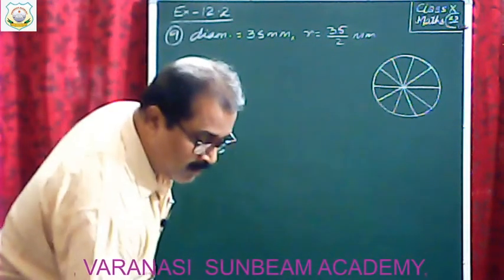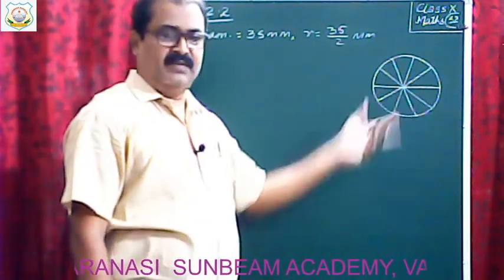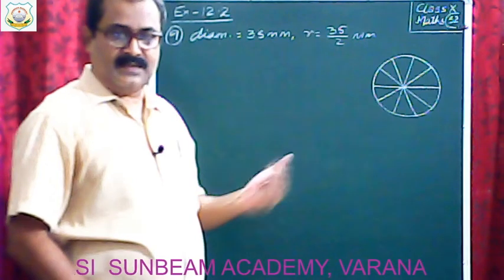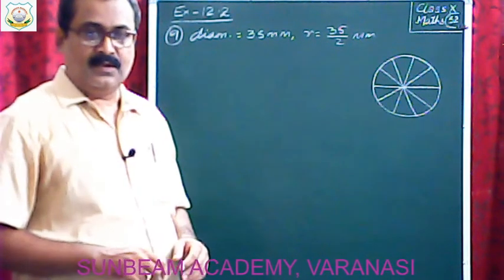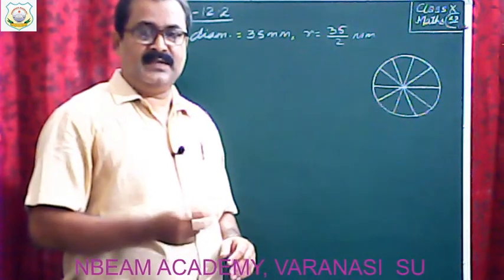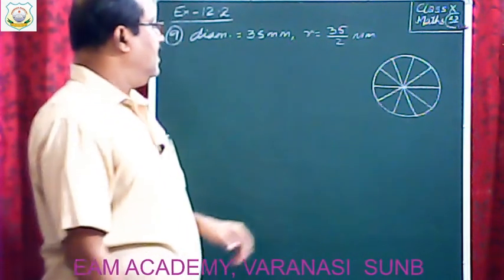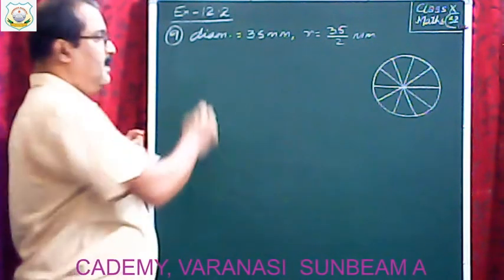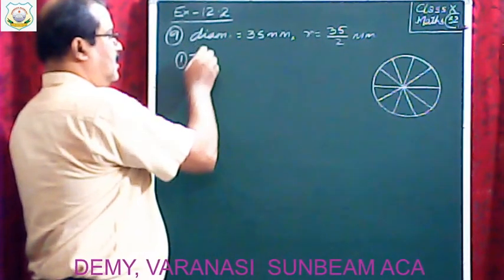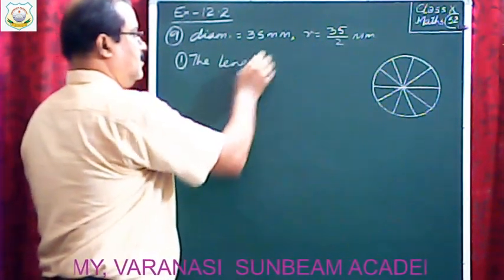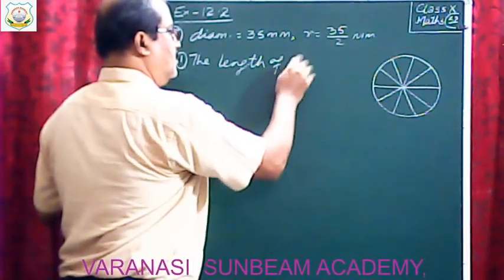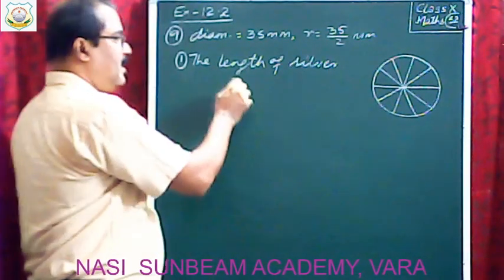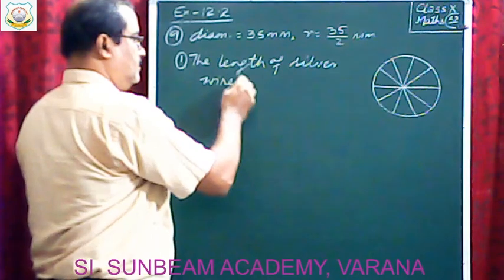Okay, we have to find the length of silver wire required, and these 5 diameters divide the circle into 10 equal sectors. We have to find out the area of each sector also. So first of all we have to find the length of silver wire.